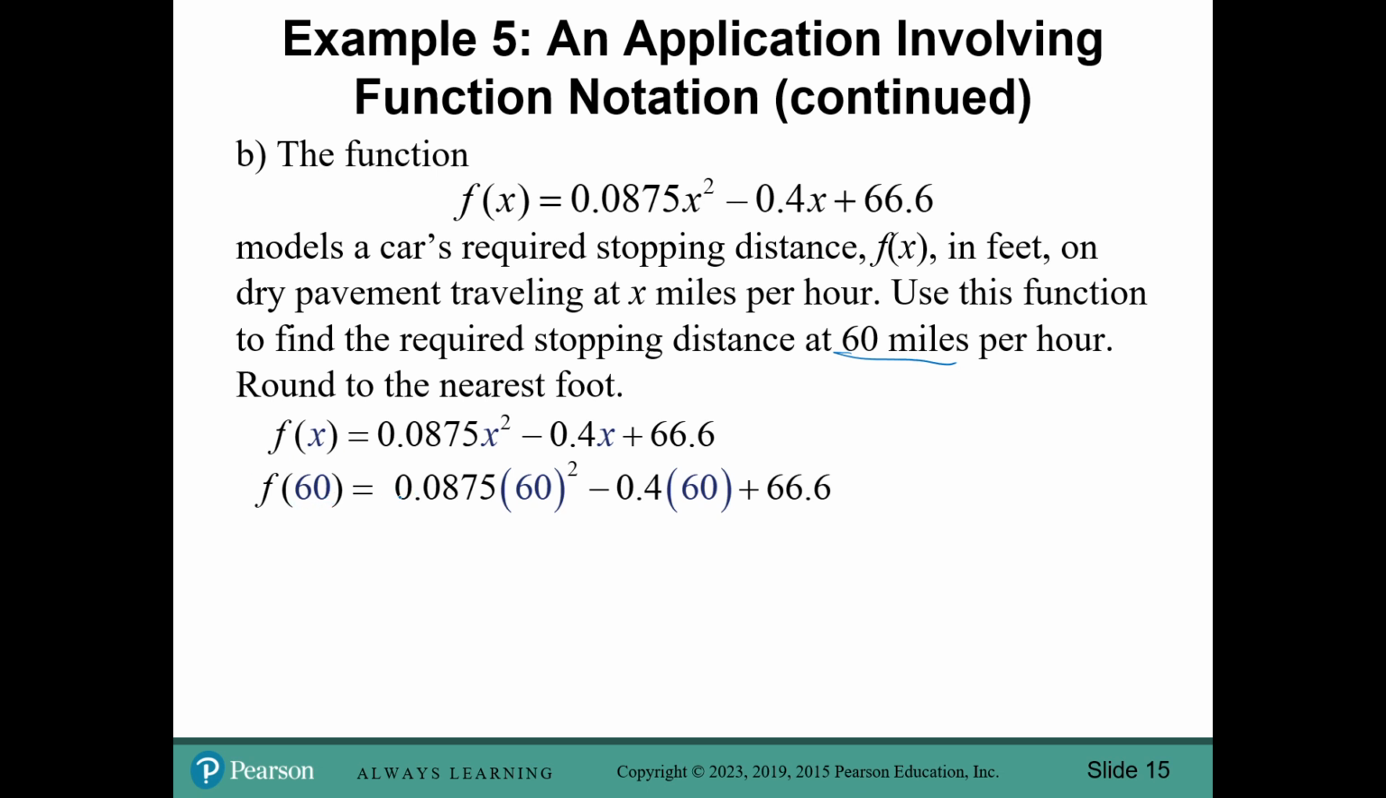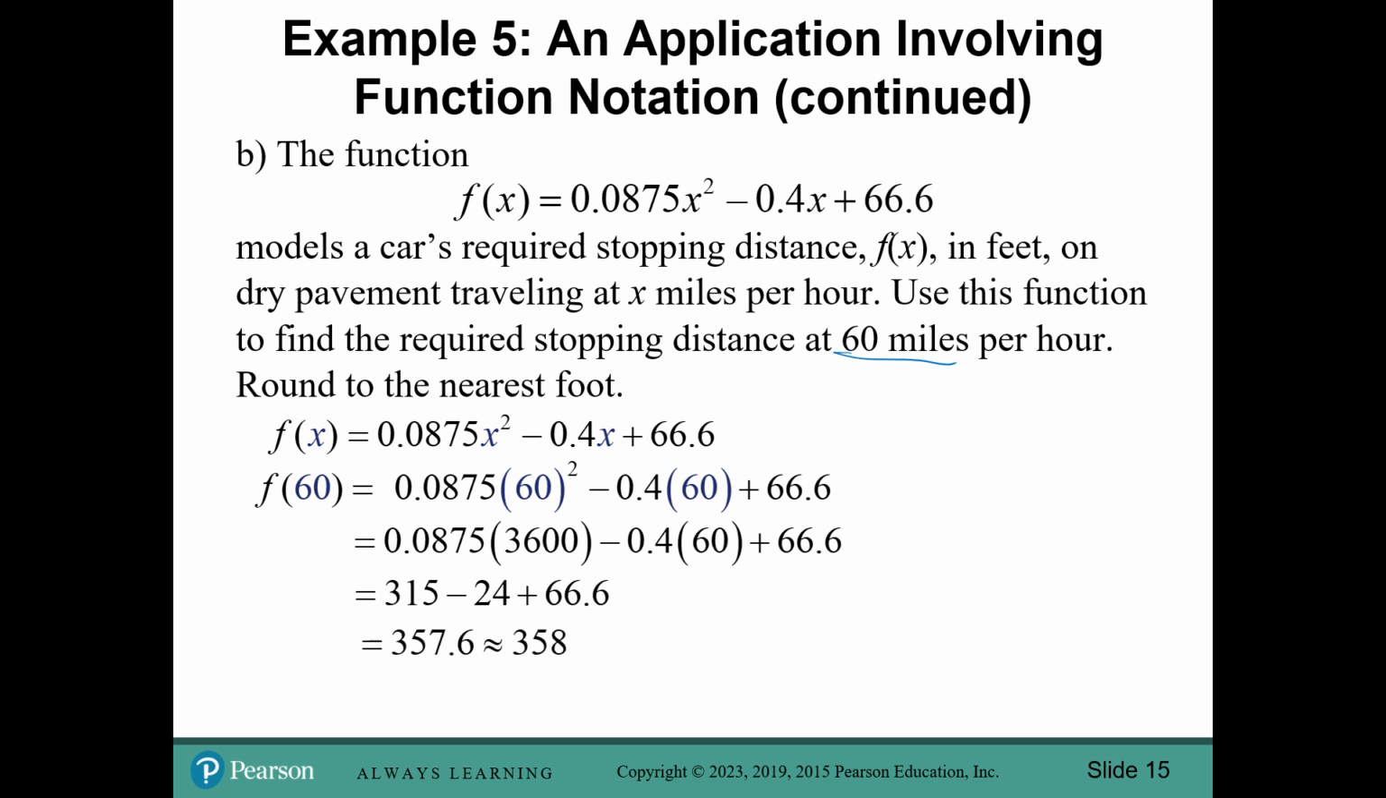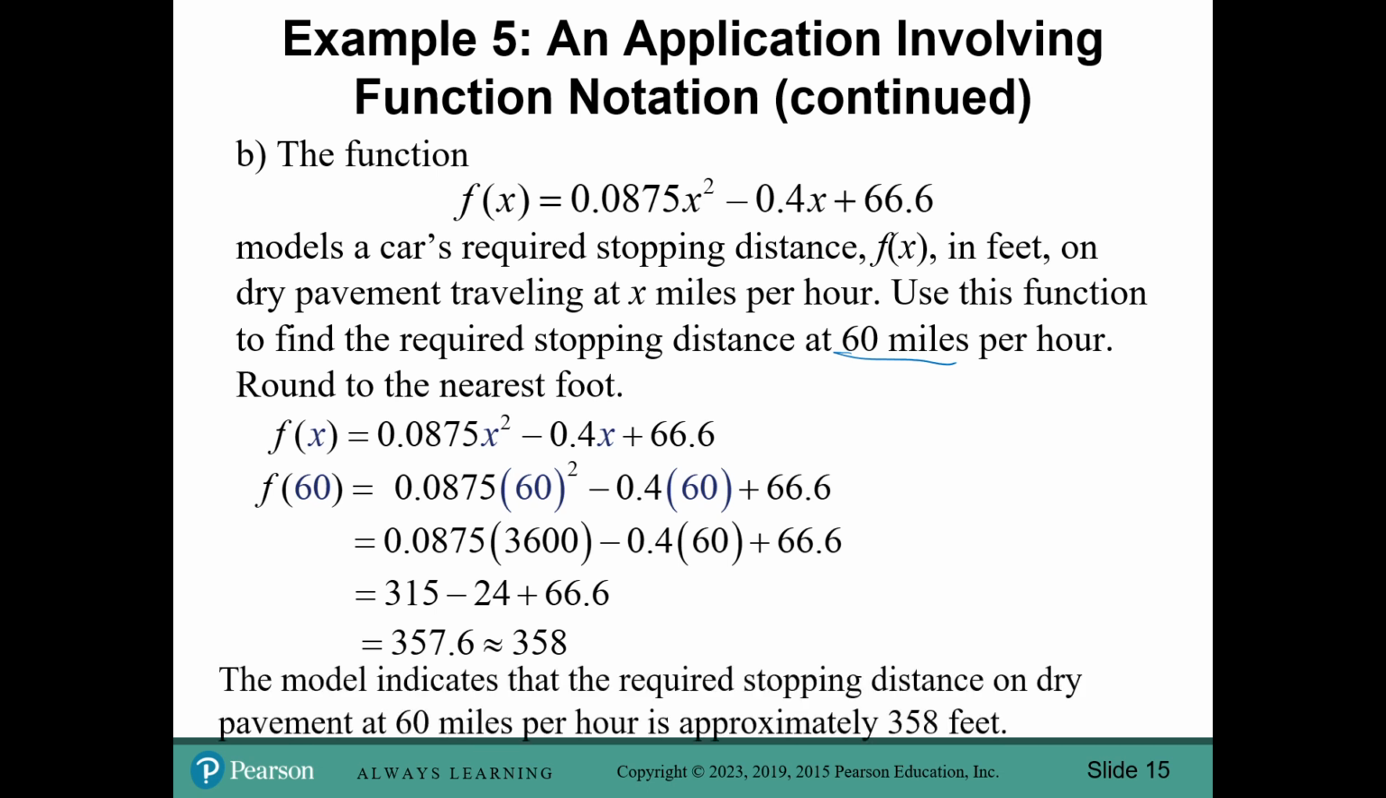F of 60 equals 0.0875 times 60 squared minus 0.4 times 60 plus 66.6. Now we can use a calculator to simplify. And what we can see here is when we simplify these values, we get a value of 357.6, which is approximately 358 feet. This indicates that the required stopping distance on dry pavement at 60 miles per hour is approximately 358 feet.